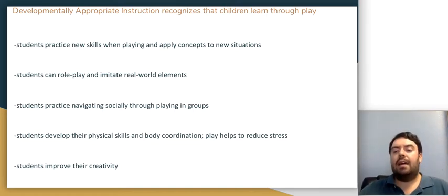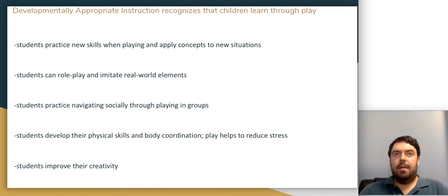Also, playing with a purpose, so playing in an academic sense, like having a learning center, or playing a learning game, or maybe doing a role play of the story they read, or a reader's theater, or maybe a play activity where they do a science experiment and then reflect on that science experiment. All of these activities that are exciting for students and low stress and low risk help to decrease stress in students.